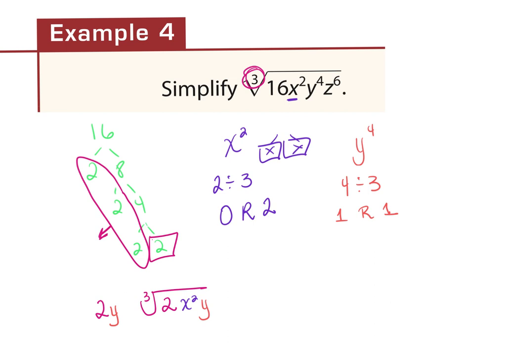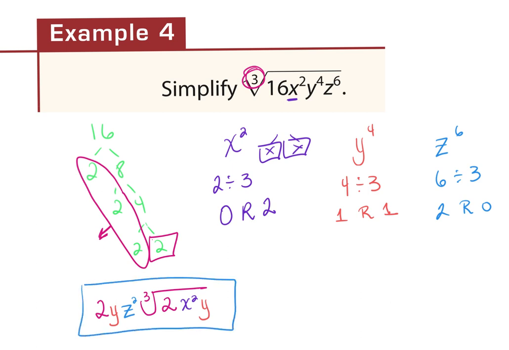And then look at my z's. To the 6, 6 divided by 3. That is 2 with the remainder of 0. That means 2 of my z's come out, none of my z's stay in. Make sense?